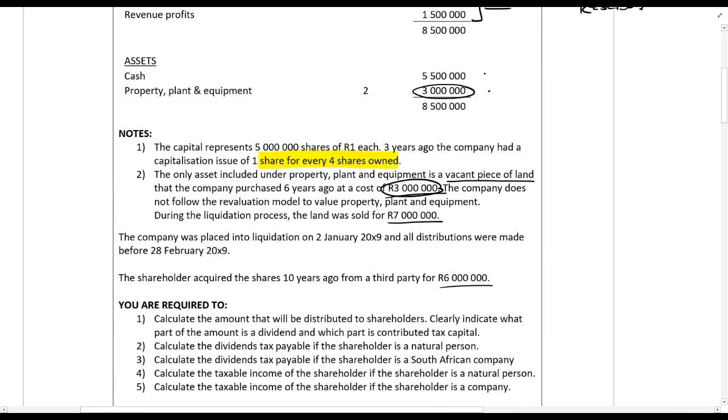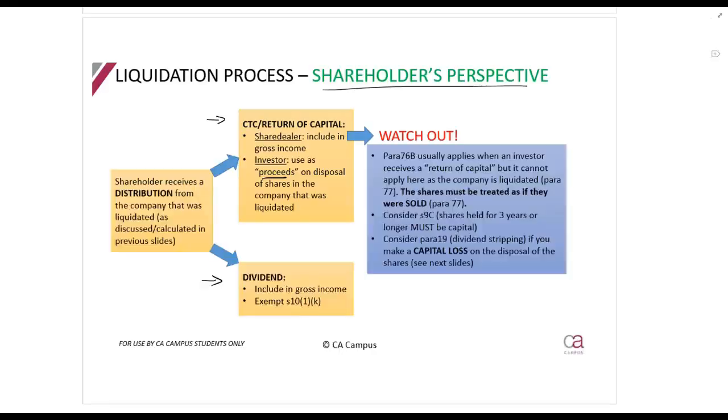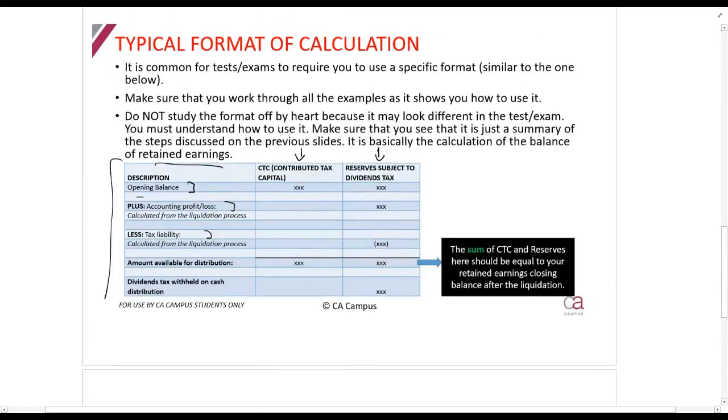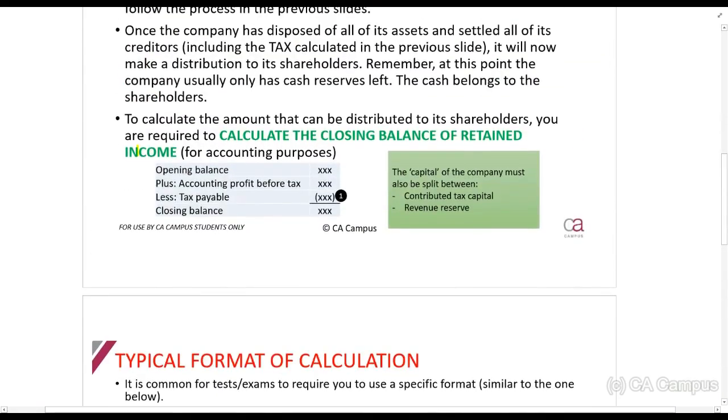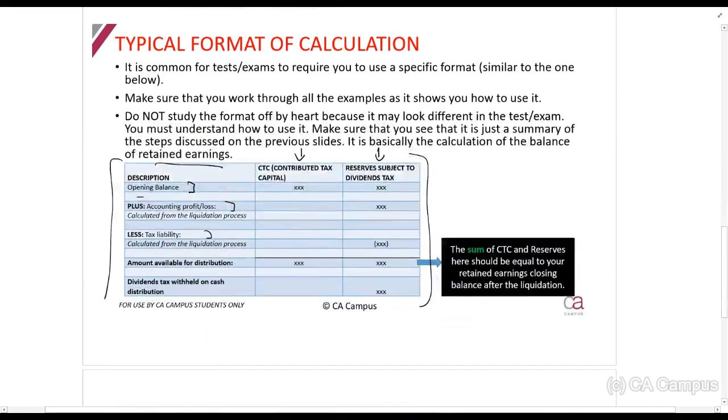Okay, so first up, what is the amount that will be distributed to shareholders? Now, I'm reminding you again, very important, we are following this process here, which is a calculation, actually, of retained earnings. So make sure that you see it's opening balance plus accounting profits less our tax liability. So it's going to look like this. Contributed tax capital and reserves slash dividends. Let's just call it that.